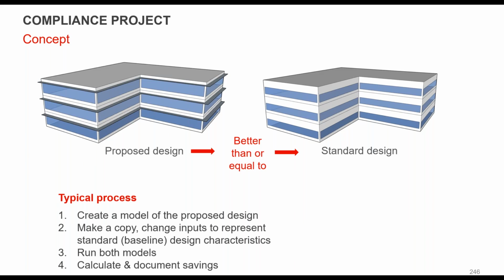So the typical process: we create a model of the proposed design, make a copy, change inputs to run that baseline design, and calculate and document savings. The good news is this part of creating the standard design is actually automated by a number of software tools. They make it easier for you to do it. They'll basically take your model and create a standard design model for you.